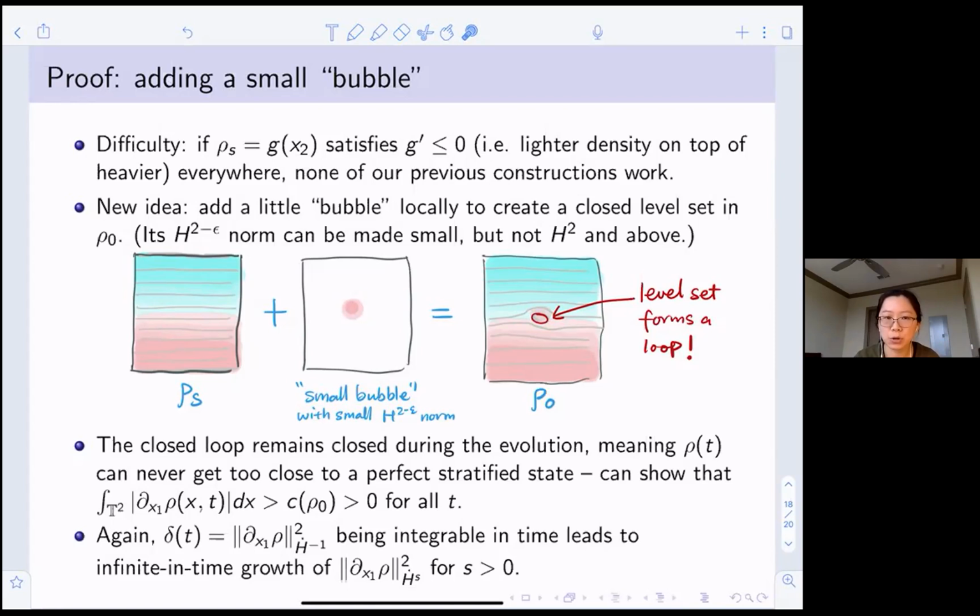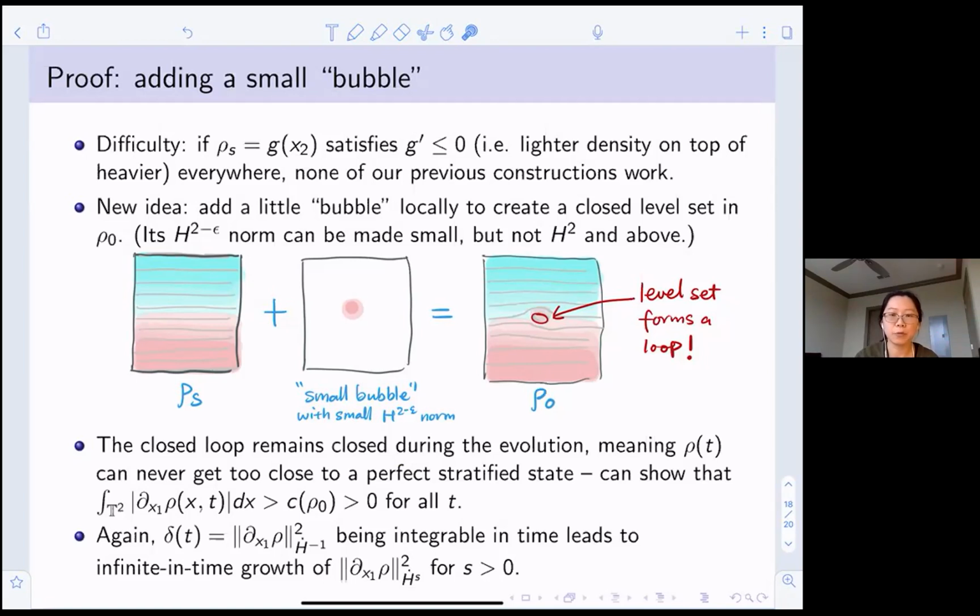And so once the level set is forming a small loop, it means that for all the time during the evolution, because it is transported by a smooth flow, assuming it doesn't blow up in finite time, the small loop may be deforming, but it will remain there for all the time with the same area.